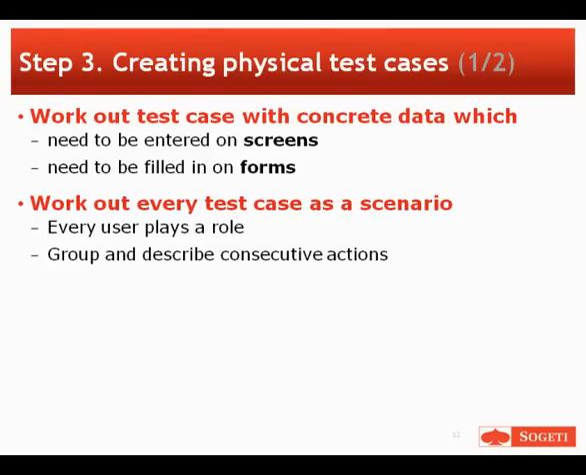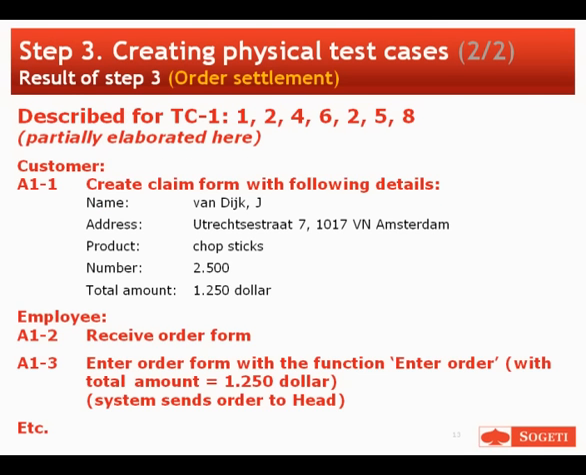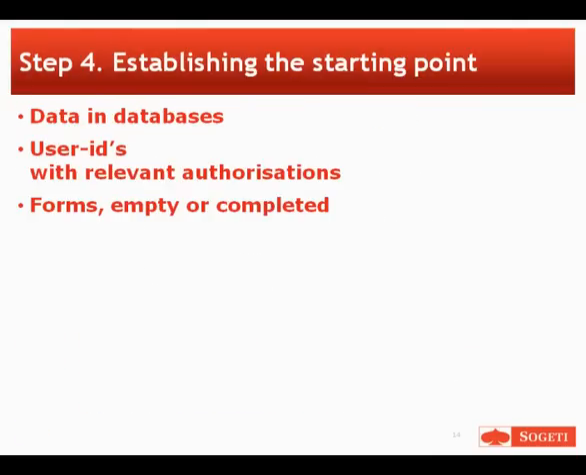Step 3 is to create physical test cases. For every logical test case, concrete data have to be chosen. And every test case must be worked out as a scenario in which every user plays a role and in which all actions are grouped and described per user. Test case 1 of the order settlement example is worked out as a physical test case, which is shown here only partially. The starting point consists of more than just the data that are needed in the database. Also, user IDs with the right authorizations may be needed, as well as forms of any kind.